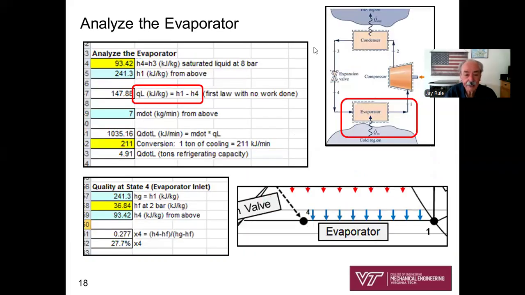Next thing, analyze the evaporator, and we're done. Okay, let's see. H4, we just wrote down 93.42. H1, we already have it, 241.3. So first law for the evaporator, QL, there's no work associated with the evaporator, is simply going to be H1 minus H4.